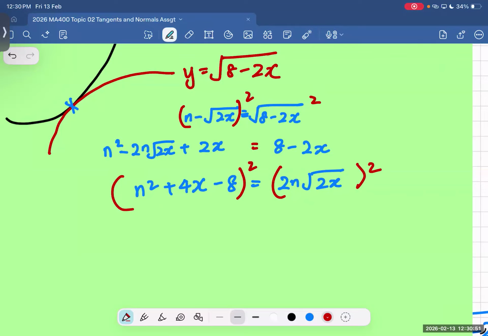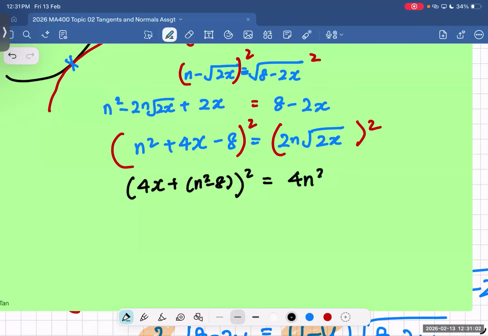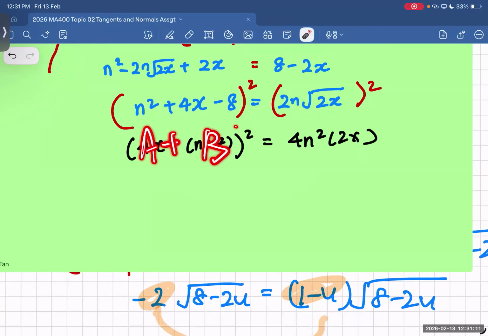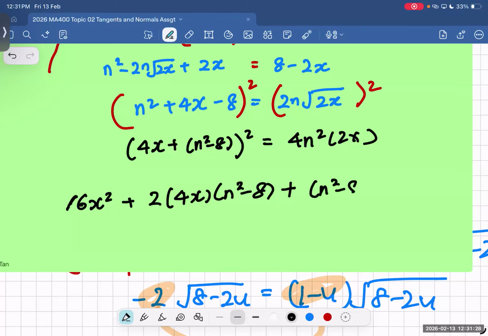Anybody that's with x, you put them together. So what I am saying is that I want to write my answer this way. I square both sides. Right hand side is 4n squared times 2x. What does this look like? Very good. (a plus b) squared is the same as a squared plus 2ab plus b squared, which is 8n squared x.